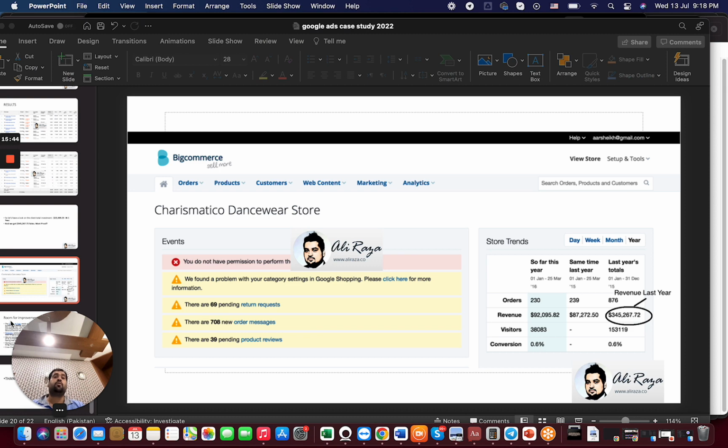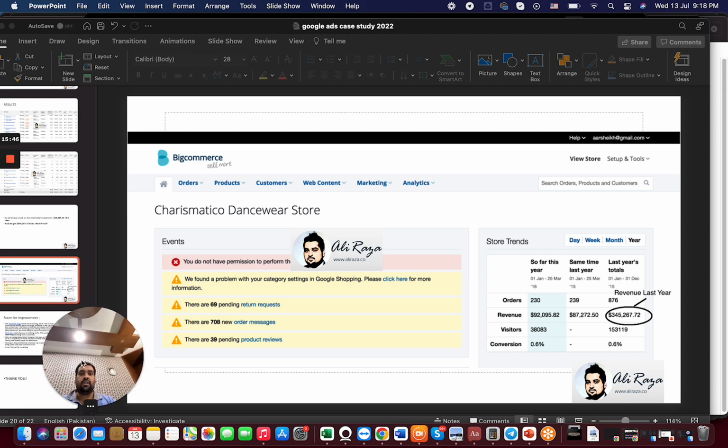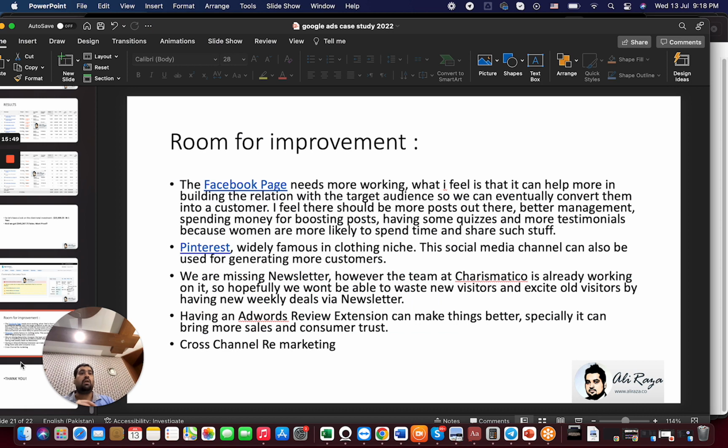But there is always room for improvement. The question is, what can further be done? I personally believe the Facebook page can be improved more. We can get more reviews on it. We can open a Facebook shop. This can also be very helpful. Better, active daily posts can also bring very good results. Pinterest is also a very famous social network, primarily used by females. So if we advertise or promote ourselves there, we can increase our sales.